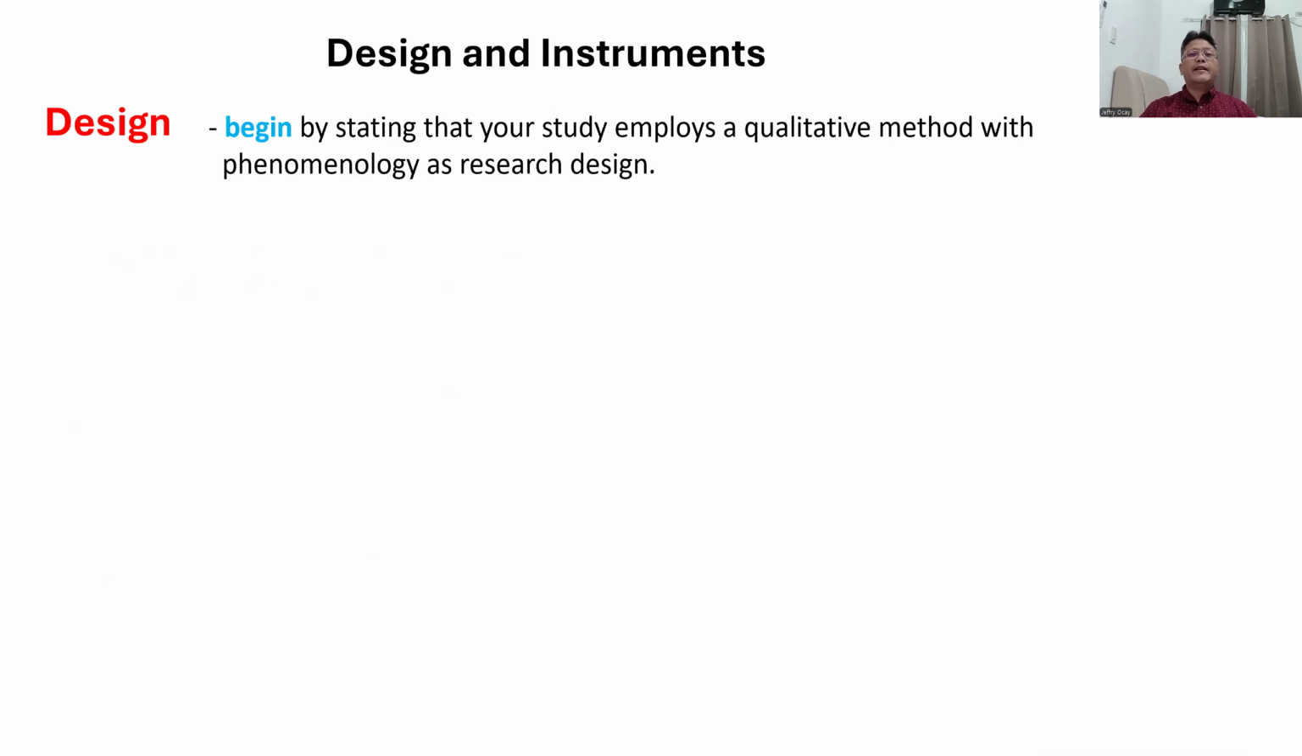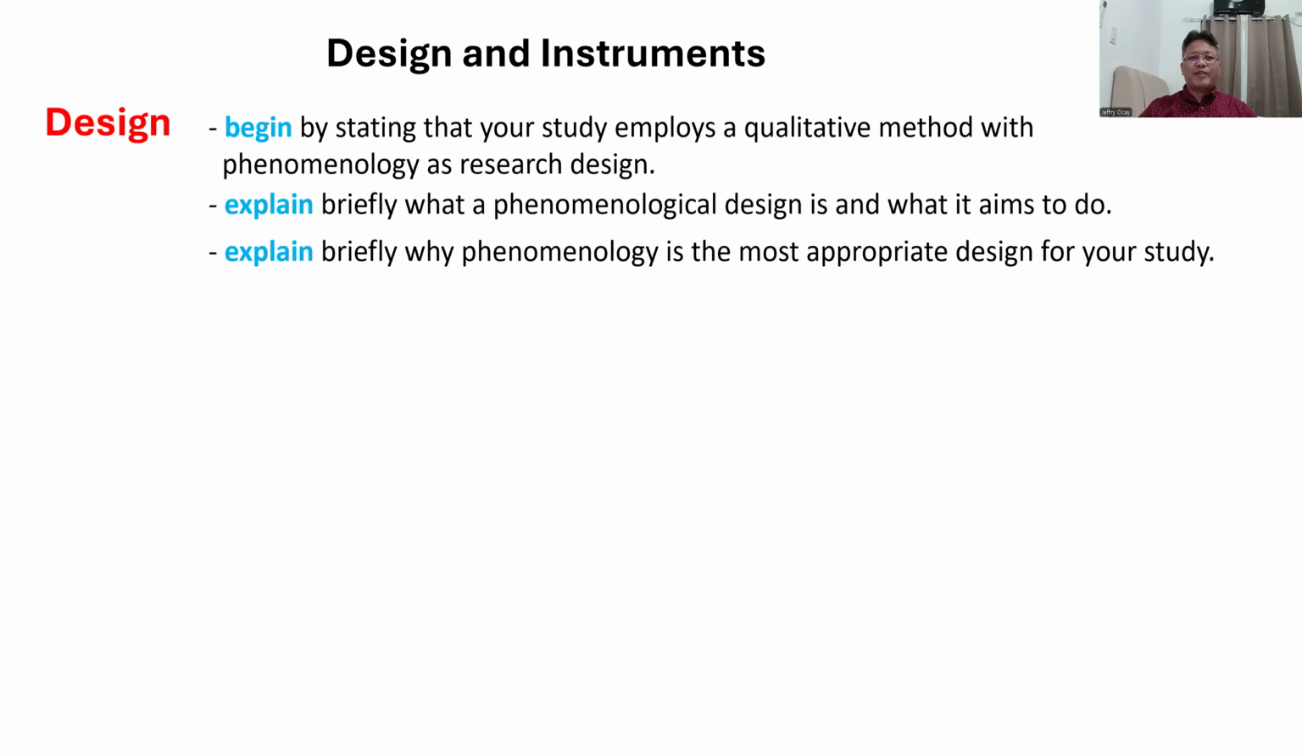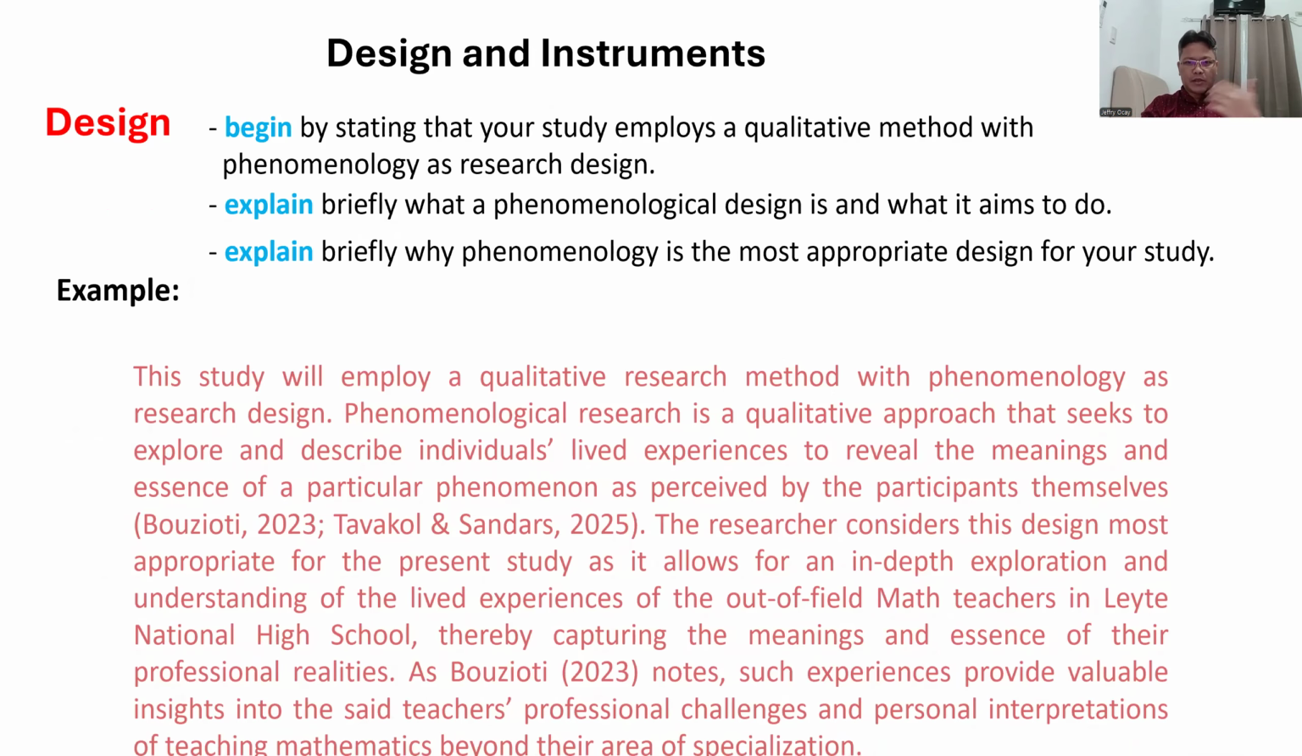So begin by stating that your study employs a qualitative method with phenomenology as research design. And then briefly explain what a phenomenological research design is and what it aims to do. And then explain briefly why phenomenology is the most appropriate design for your study. So in the introductory part, you give your readers an idea of the design that you will use, but it is in the design section that you explain it in full, in details. So for example, you may write the design section this way, okay?